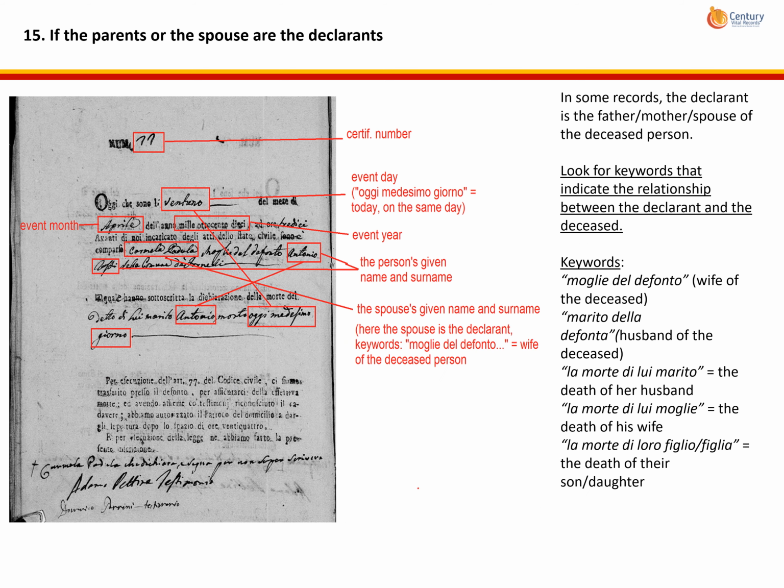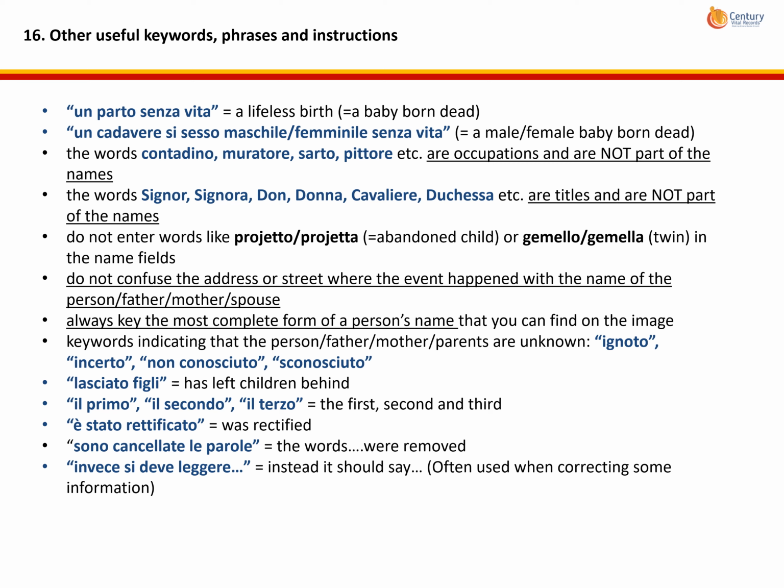You may come across records in which the declarant is the father, the mother, or the spouse of the deceased person. To be able to capture the required fields, look for keywords which indicate the relationship between the declarant and the person. Here's a list of keywords to help you. Here's a list of additional keywords, phrases, and instructions which can be useful in indexing various types of death records.